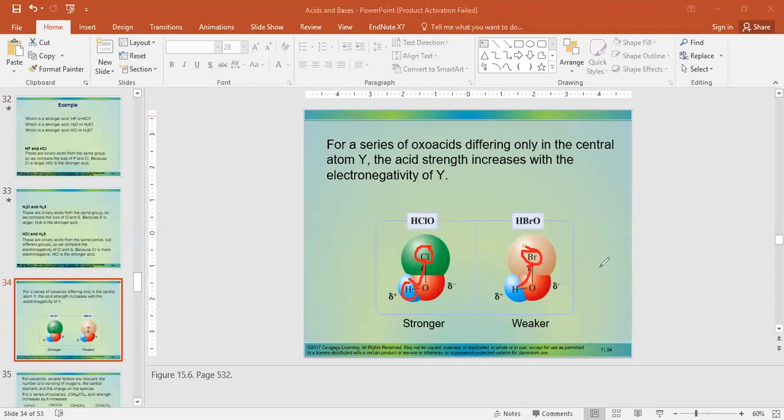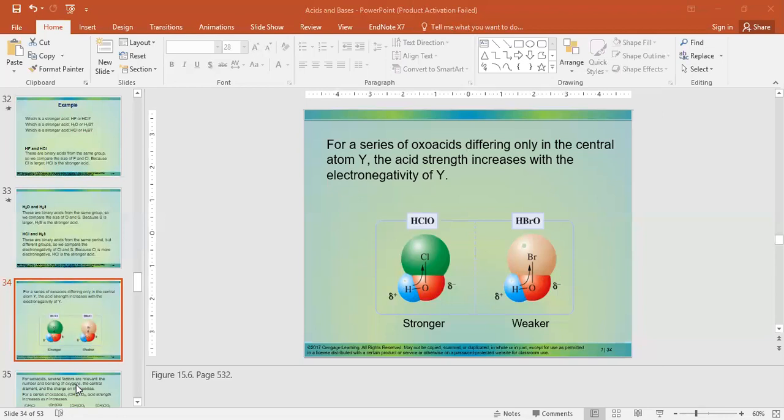Because both of these species have different tendencies to attract electrons, the pulling here is stronger than the pulling here. If the pulling here is stronger, it is going to leave almost a free hydrogen ion, making it a stronger acid. It is easier to lose this hydrogen here than this hydrogen here, in terms of the relative electronegativities.